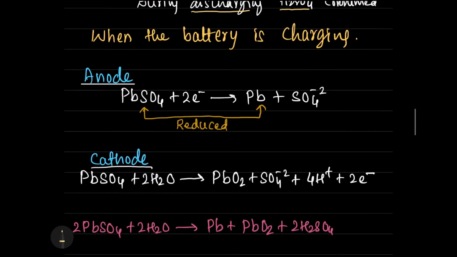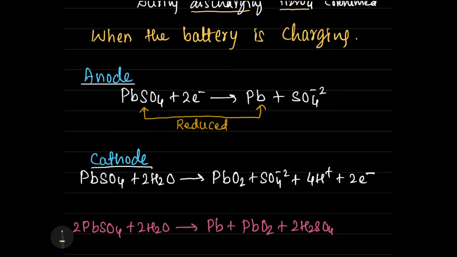In the case of the charging reaction, when the battery is being charged, at the lead anode the lead sulfate is going to gain some electrons. It is not going to lose. In the case of discharging, it loses its electron, and that's oxidation. Here it is going to be reduced.